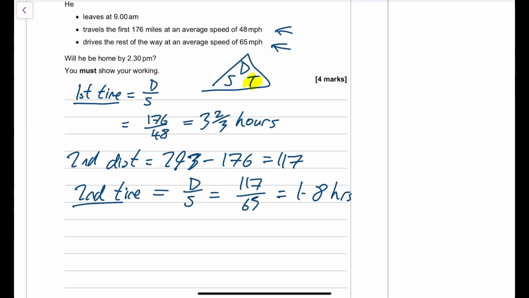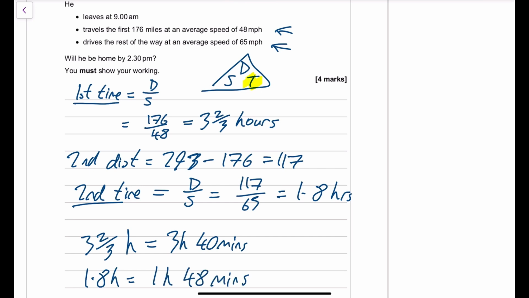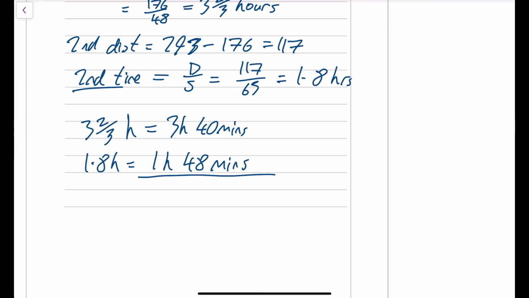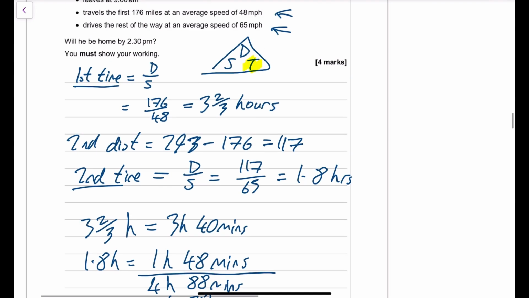Okay, right, let's work this out. 3 2/3 hours is 3 hours 40 minutes. 1.8 hours. Okay, just on your calculator, do 0.8 times 60. 0.8 times 60 gives you 48, so it's 1 hour 48 minutes. So if you add those, now look at this wee trick, add them both really awkwardly, add the hours, that's 4 hours and 88 minutes. Okay, nobody does 4 hours and 88 minutes. So that's 5 hours and 28 minutes is what we've got.